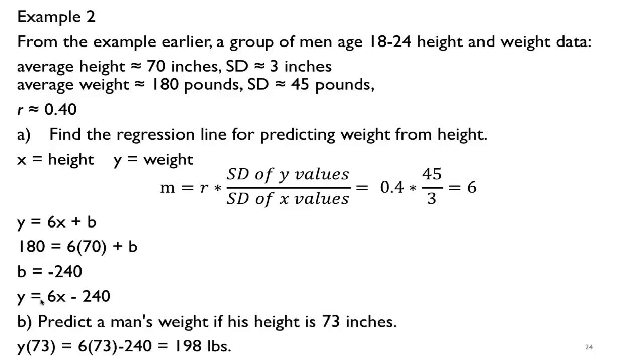Now to make a prediction, if I want to predict the weight of someone whose height is 73 inches, I plug in 73 and I get that his weight is predicted to be about 198 pounds.